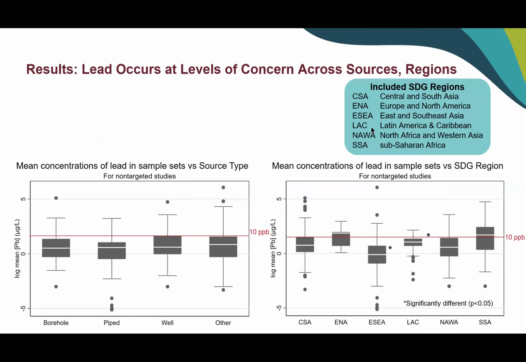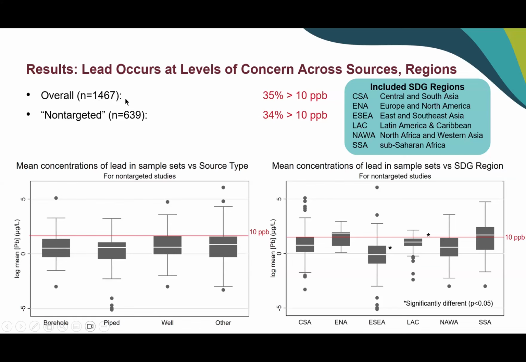So what's the big takeaway? The big takeaway is that lead occurs at levels of public health concern across low and middle income country settings. When we look overall at 1,467 usable data sets, 35% of observations report levels exceeding 10 parts per billion. So exceeding the WHO guidelines for lead in drinking water.